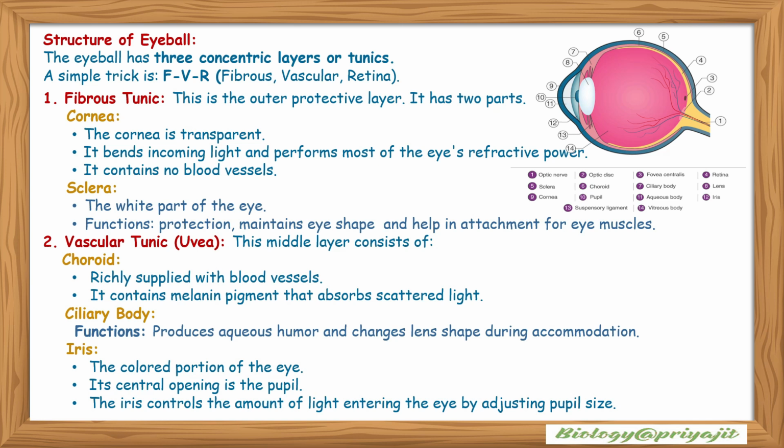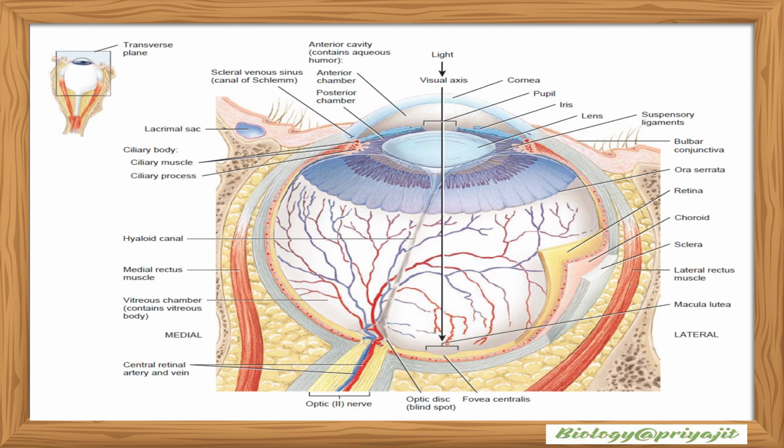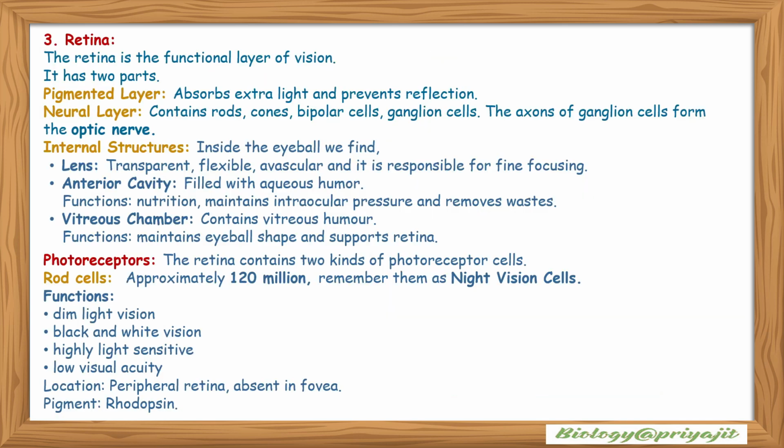Vascular tunic or uvea. This middle layer consists of the choroid, richly supplied with blood vessels. It contains melanin pigment that absorbs scattered light. Ciliary body functions: it produces aqueous humor and changes lens shape during accommodation. Iris, the colored portion of the eye; its central opening is the pupil. The iris controls the amount of light entering the eye by adjusting the pupil size. This is the structural image of the eyeball.